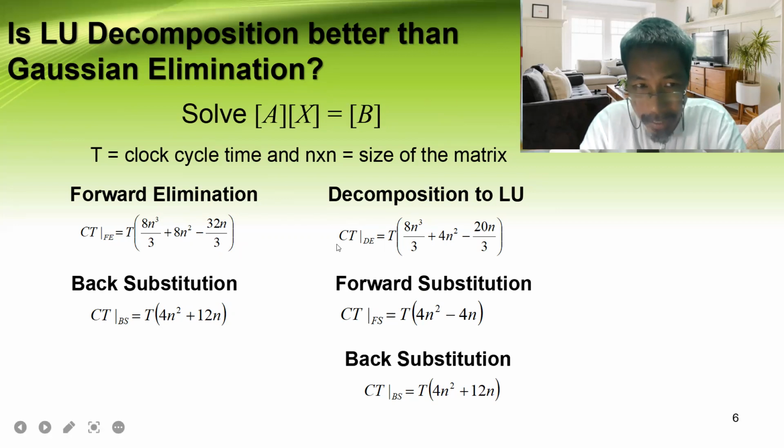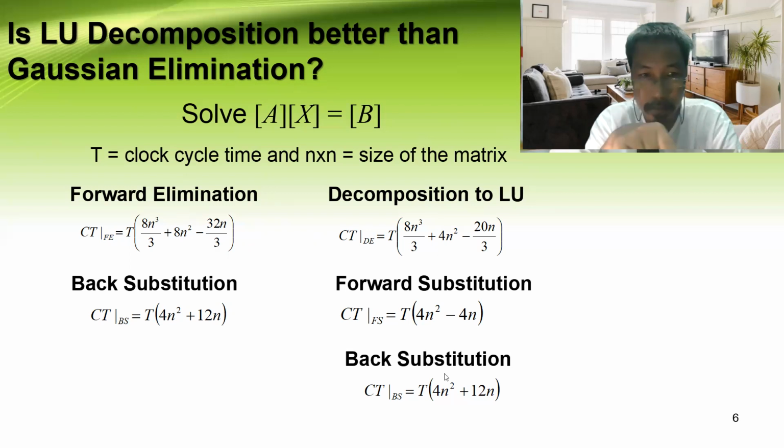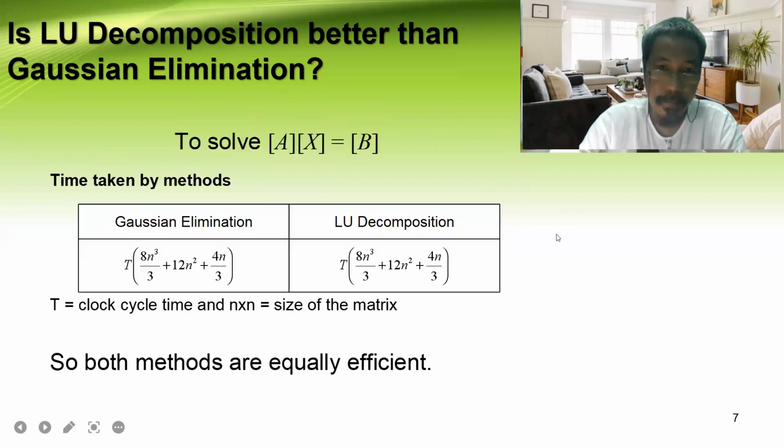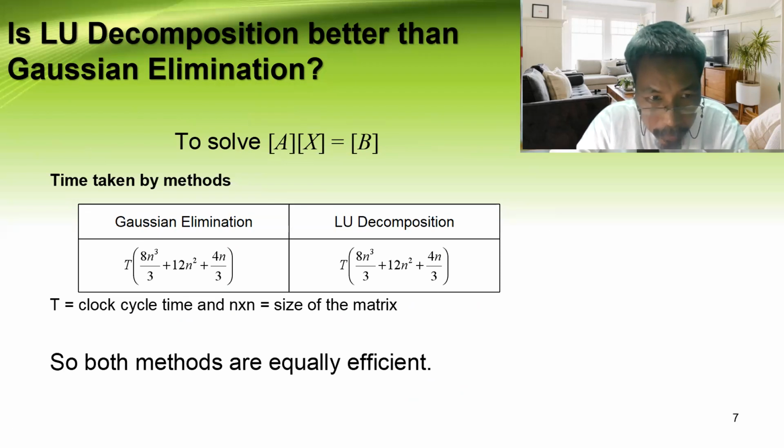So decomposition time clock cycle, and then forward substitution, then backward substitution. So we have to add these three. Take note. Please add in your scratch paper. Please add these two, and please add these three. And let us compare. So time taken by methods. If you add the left side, we have this as total. If you add the right side, we have this total. So we can compare which one is better.